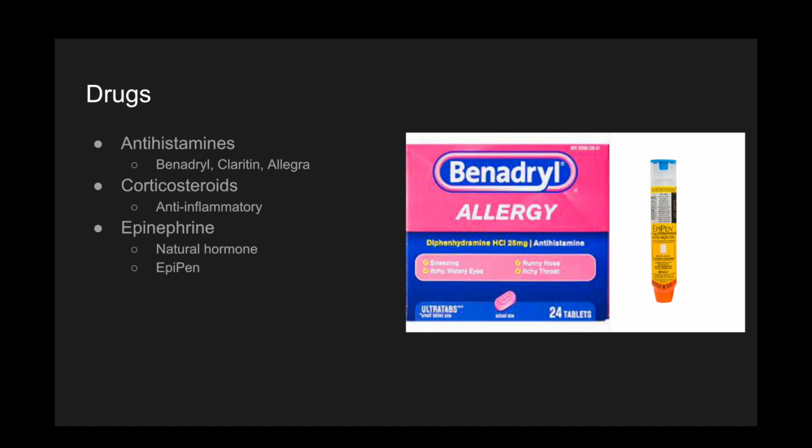And then another naturally occurring hormone is epinephrine. And what that's going to do is try to help you when you're having anaphylactic shock and stuff like that. But if you don't have enough just normally in your body, you can use something like an EpiPen to give you a shot of epinephrine and to try to help your body respond.